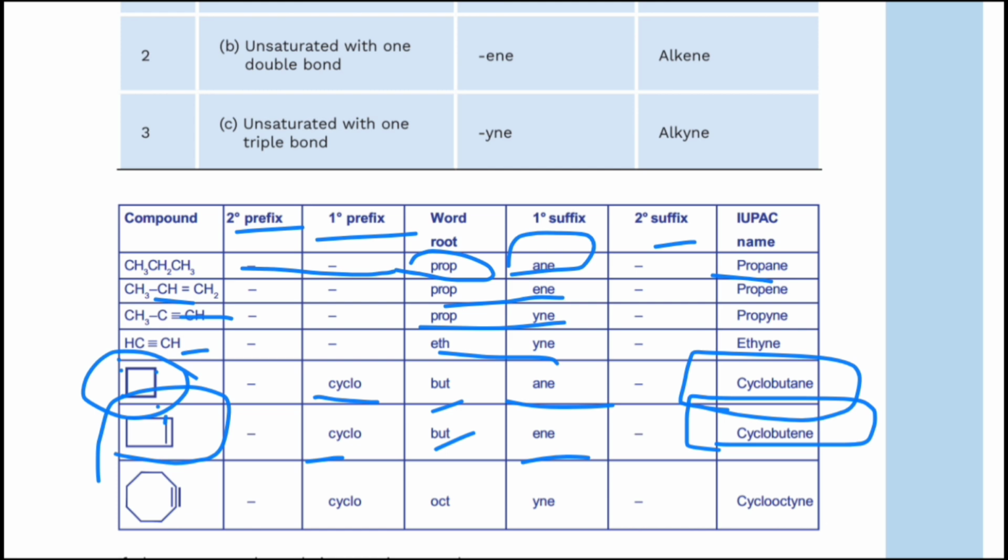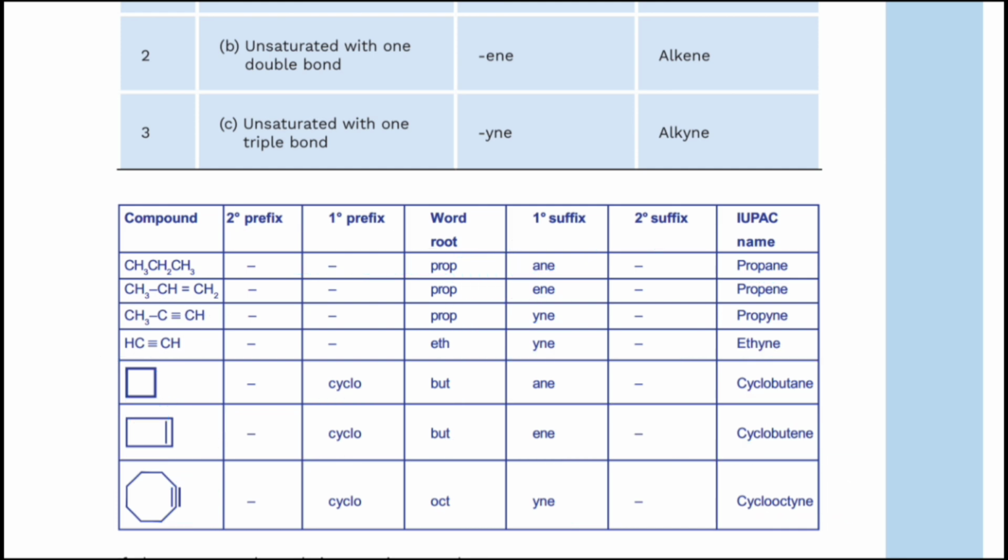And this one here, you can see there is one triple bond. So it is cyclo, and this is an 8 carbon ring, so we use oct, and the primary suffix is "-yne" because of the triple bond, and the IUPAC name is cyclooctyne.